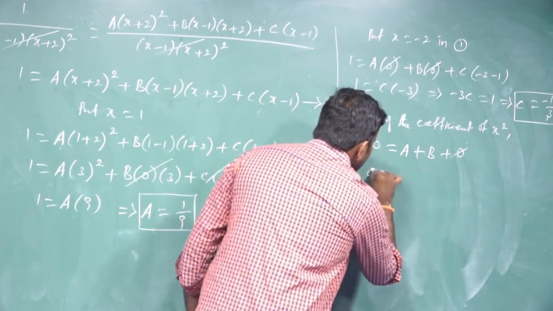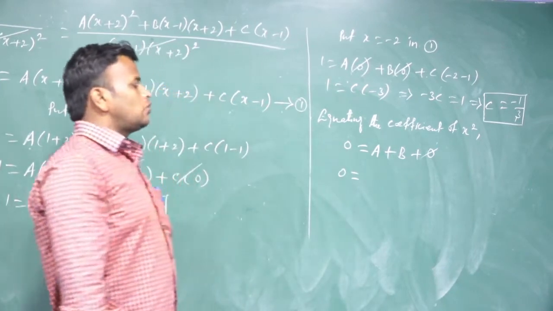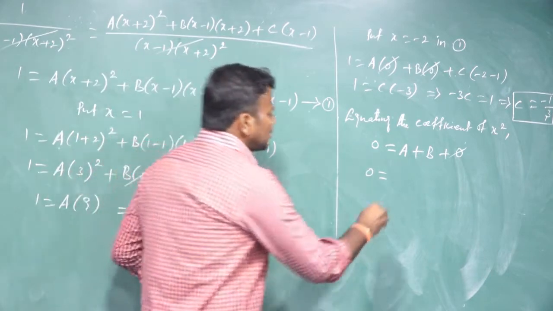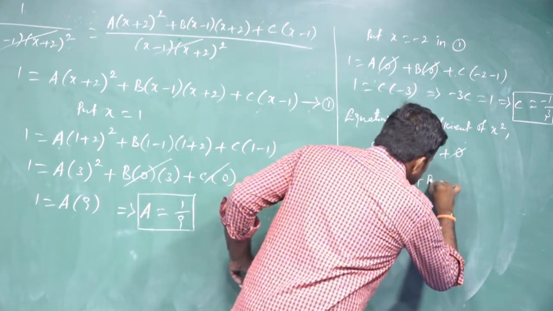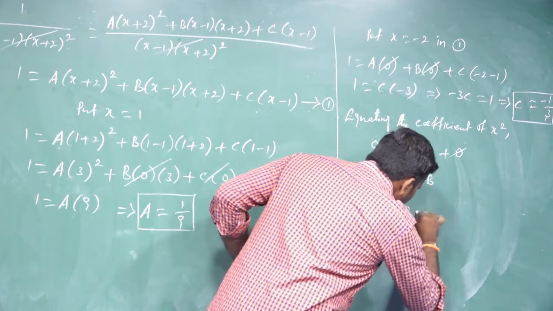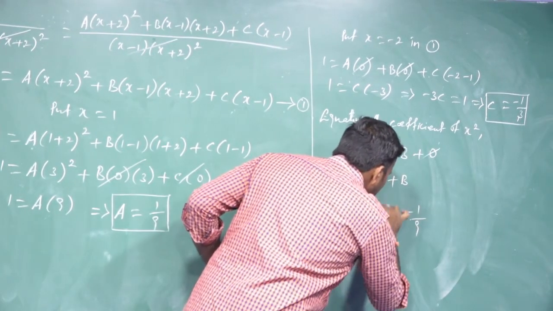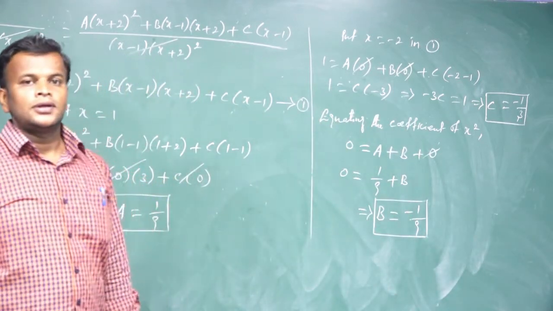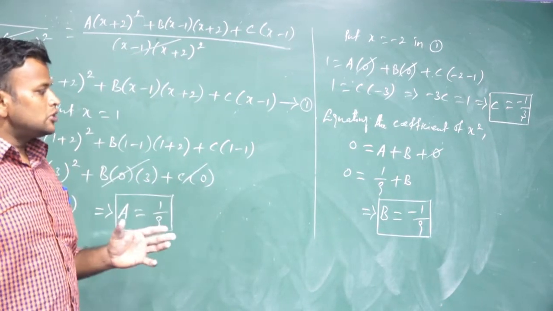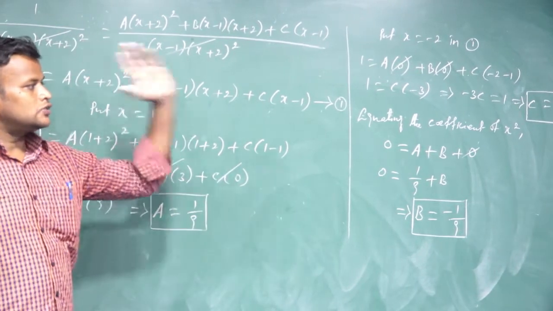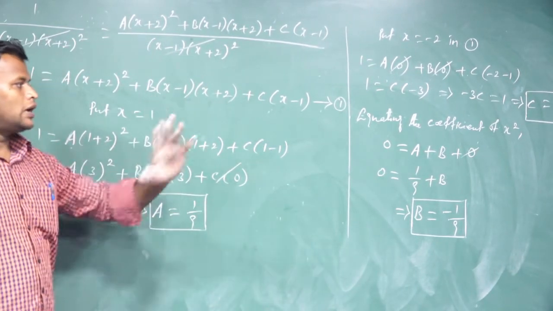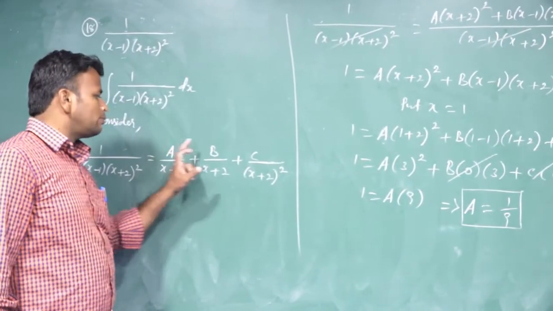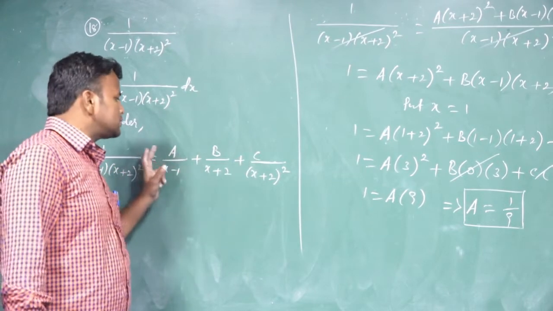So 0 is equal to, we substitute the known values. a plus b, we already found the value of a. The value of a is 1 by 9, plus b. What about b? So the value of b is minus 1 by 9. The next step, we substitute these values of a, b and c in this table. So we already found these three values.